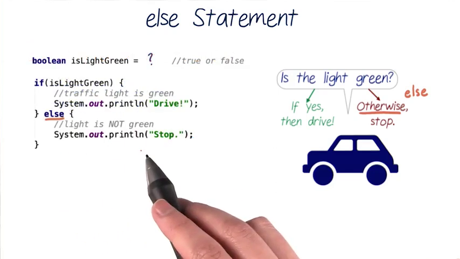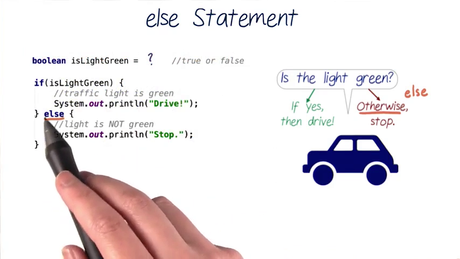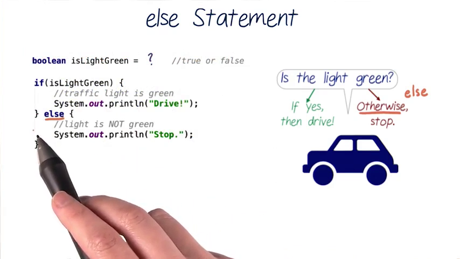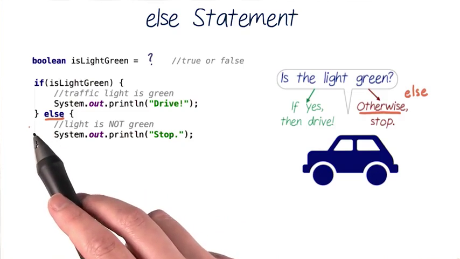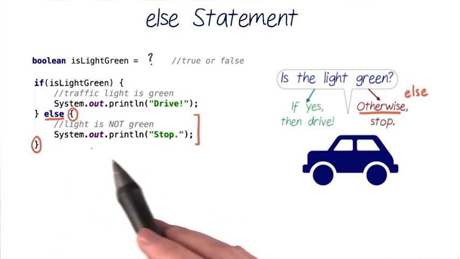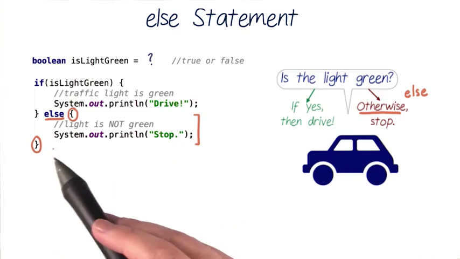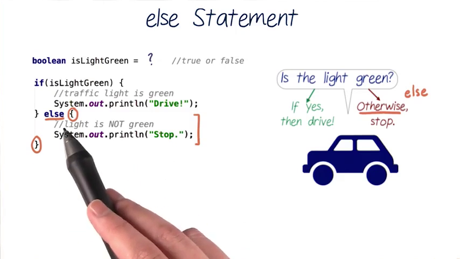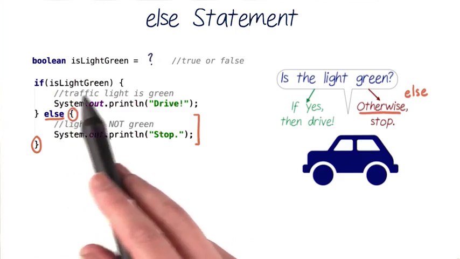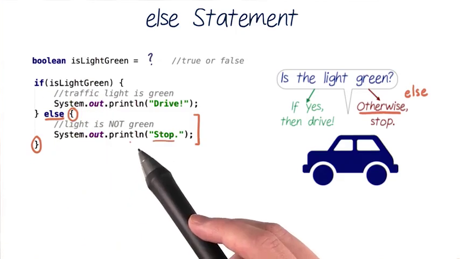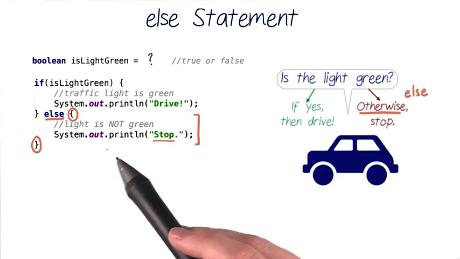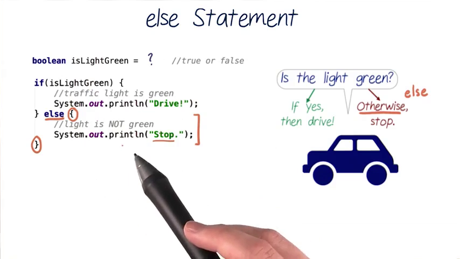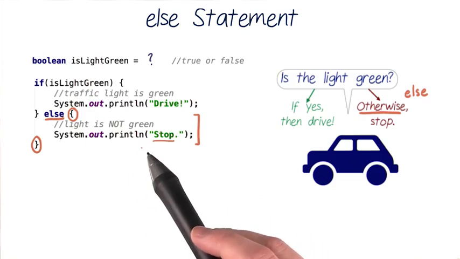Here's our else statement. Instead of having no code after our if statement, we just write else after the end of the if's closing curly brace. And then the code we want to execute in the else will be surrounded by curly braces. Notice that the else statement has no test condition associated with it like the if does. And now, if the light is not green, we want our car to stop driving. So let's print out that action, stop, in the else.